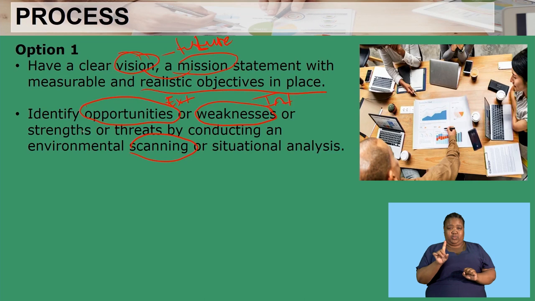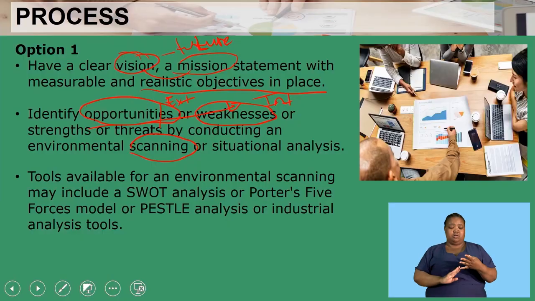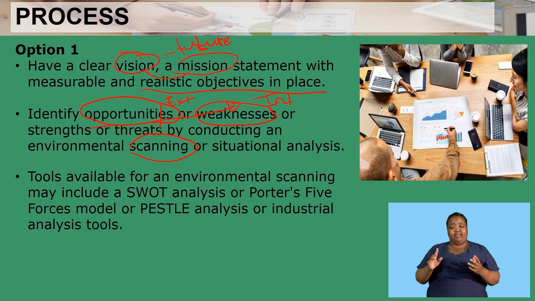Then we come to strength. Strength is also internal, but threats are what? Threats are external. This is basically your SWOT analysis. So we need to scan ourselves. Who are we in the market, so that we understand the type of strategy that we're going to come up with. Whatever strategy we decide on needs to be informed by us doing the environmental scanning, by scanning the environment.